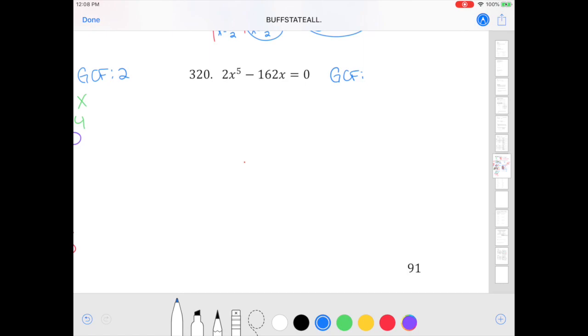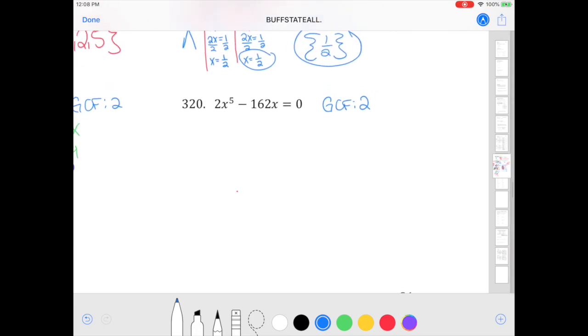Don't get overwhelmed with the 162. Think about that smaller number. The only numbers that go into 2 are 1 and 2. So the biggest number that goes into 2 is 2, and luckily 2 goes into 162 as well. My GCF is going to have a 2 in it. And then don't get overwhelmed with that x to the 5th either. Remember, x to the 5th just means there's 5 of them. But there's only 1 here, so they only have 1 in common. So my overall GCF is going to be 2x.